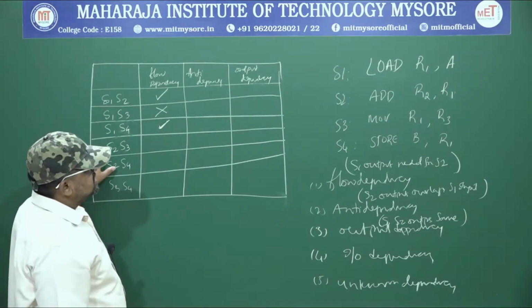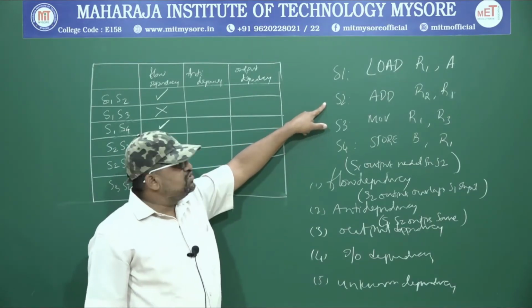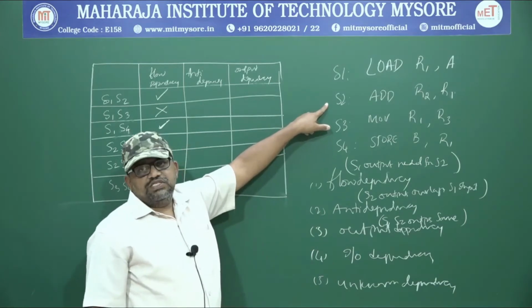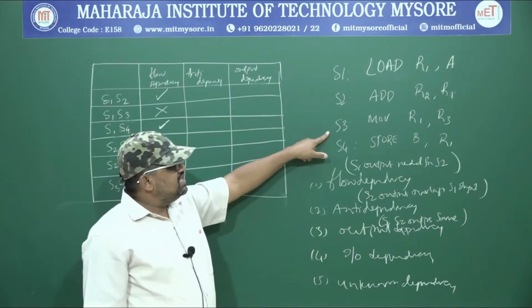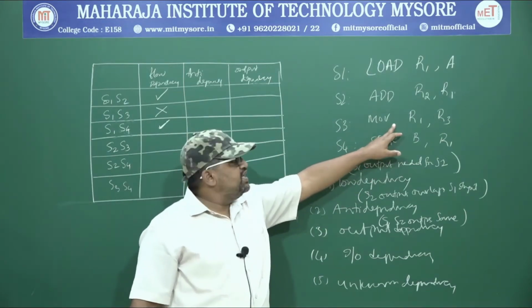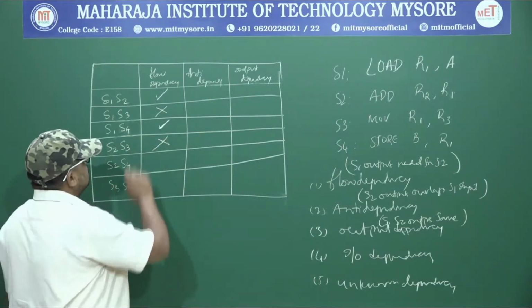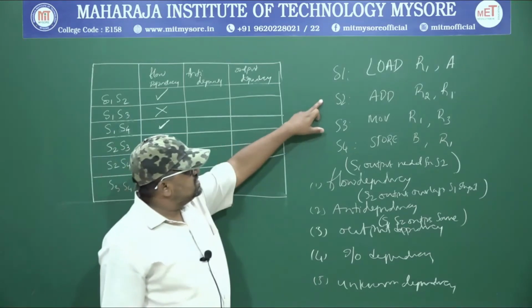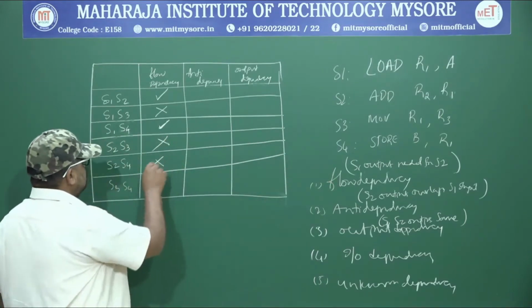Now coming to S2 and S3. What is the output of S2? The output of S2 is R2, because R1 plus R2 is moved to R2. What is the input for S3? R3 is the input needed. Output is R2, input is R3. So there is no flow dependency. Now looking into S2 and S4. Output is R2, but the input needed is R1. So again there is no dependency here.